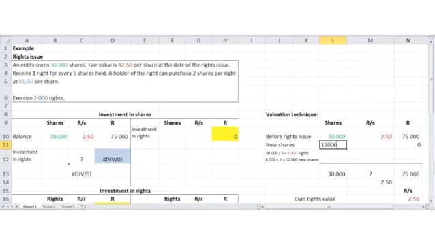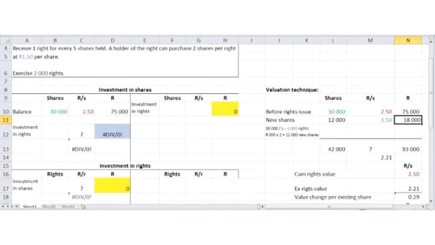Remember, this is a valuation technique. All rights have not yet been exercised. The Rand value of the 12,000 new shares would be calculated at the issue price of R1.50, giving you a value of 18,000. If you add up your totals and you divide the 93,000 by the 42,000 shares, it gives you a price per share of R2.21, and that represents your ex rights value.